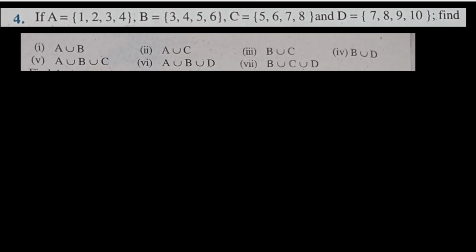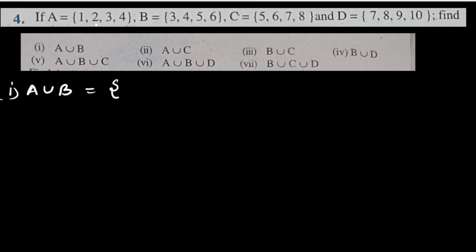Now let's do the next question. In the next question, four sets are given to us: set A, set B, set C and set D. We have to find these things. First of all, we have to find A union B. So let's do it very easily. All the elements you have to write. You don't have to repeat the elements.